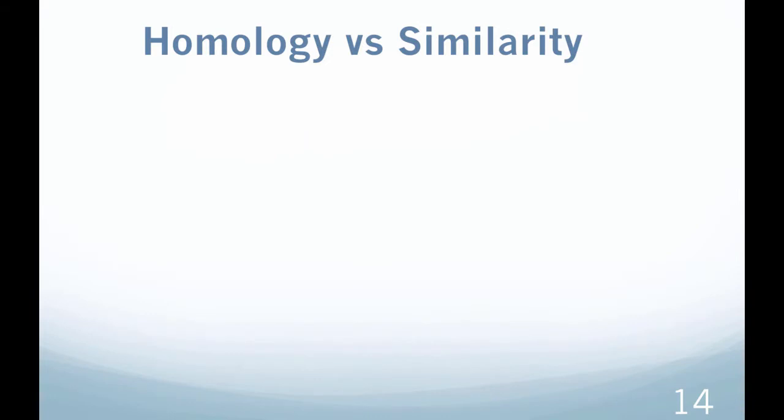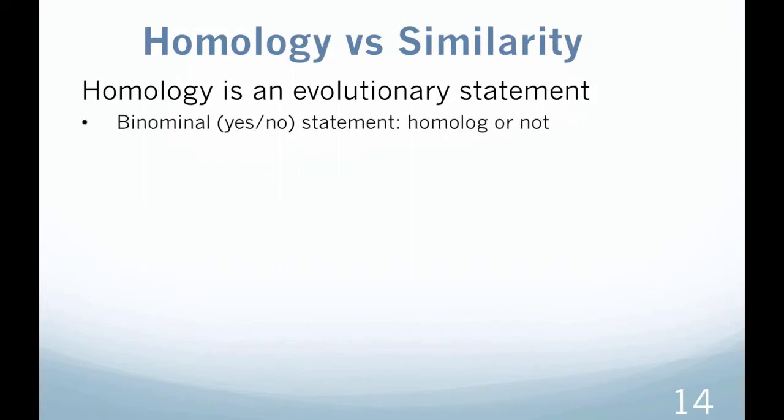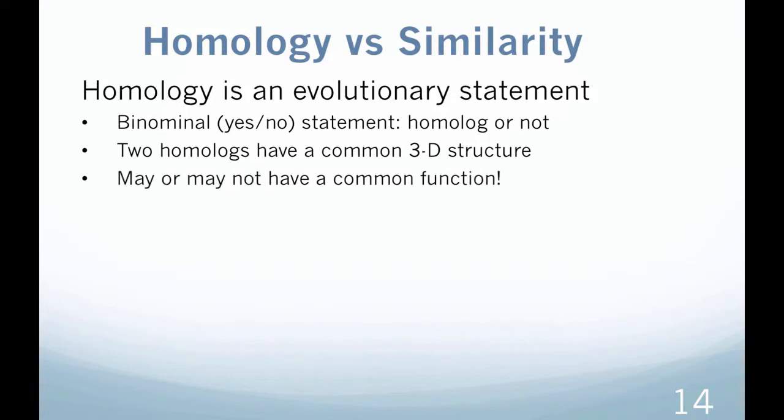A main point to remember is that homology, being an evolutionary statement, is a quality expression. Homology expressions should never have a number representing a degree of relationships. It is a binomial statement, yes or no, and may be represented as two sequences being either homologs or not. It would be incorrect to say, for example, that two sequences are X% homologs to each other. The homologous sequences usually have a common three-dimensional structure because of the conserved domains that create such structures. However, they may or may not have a common function.